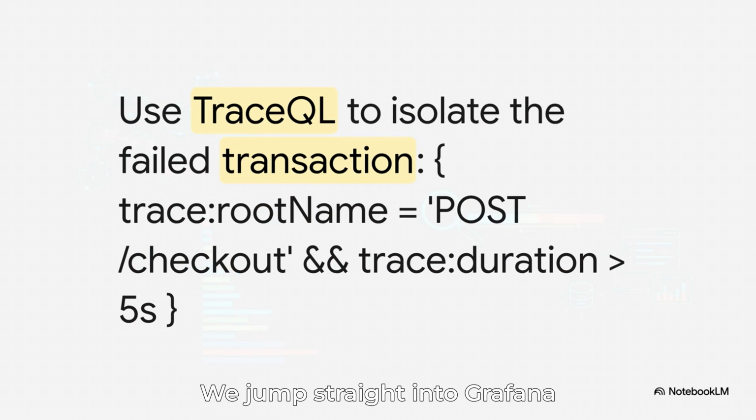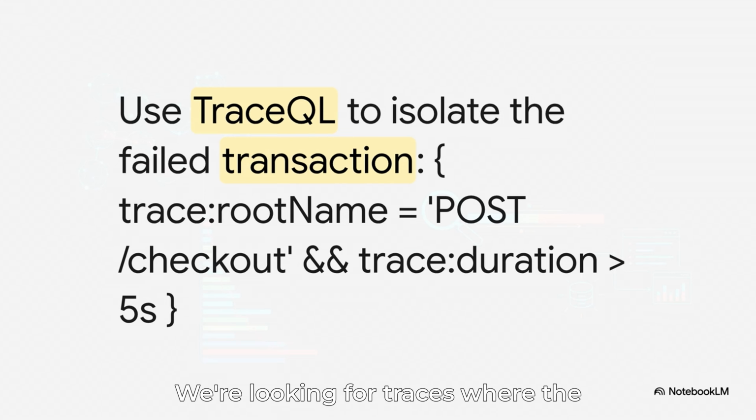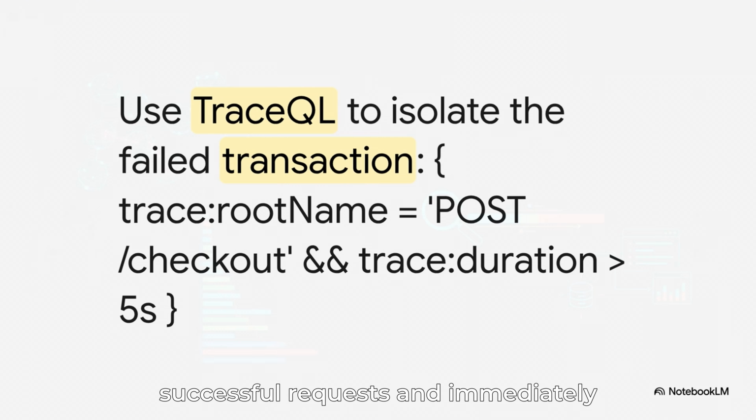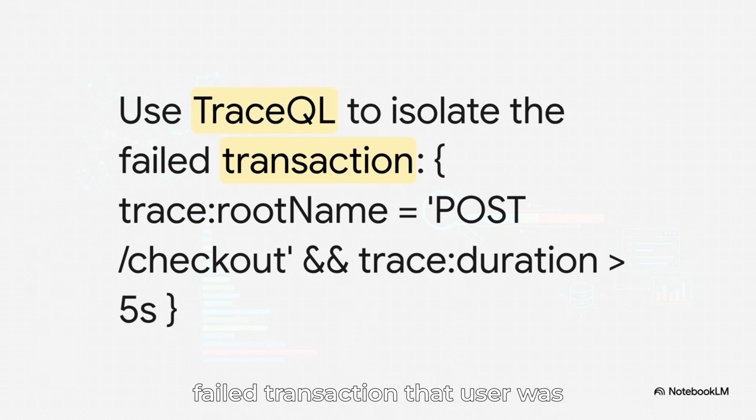We jump straight into Grafana Explore and fire off a quick TraceQL query. We're looking for traces where the route name is post-checkout and the trace duration is greater than 5 seconds. We know the user was checking out and we know it timed out, so this query instantly cuts through millions of fast, successful requests and immediately isolates the exact failed transaction that user was complaining about.